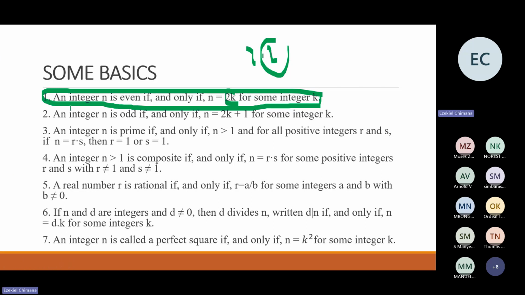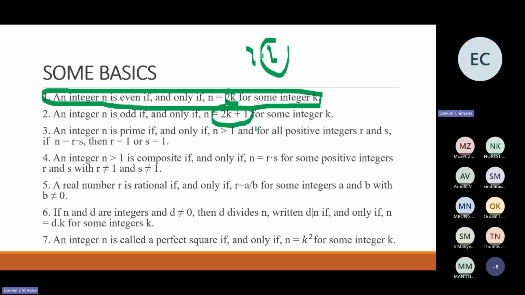Then the second one is when an integer is odd. An integer n is odd if and only if n is equal to 2k plus 1 for some integer k. For you to say that n is odd, it must be of this form, 2k plus 1. Any number in that form will always result in what?